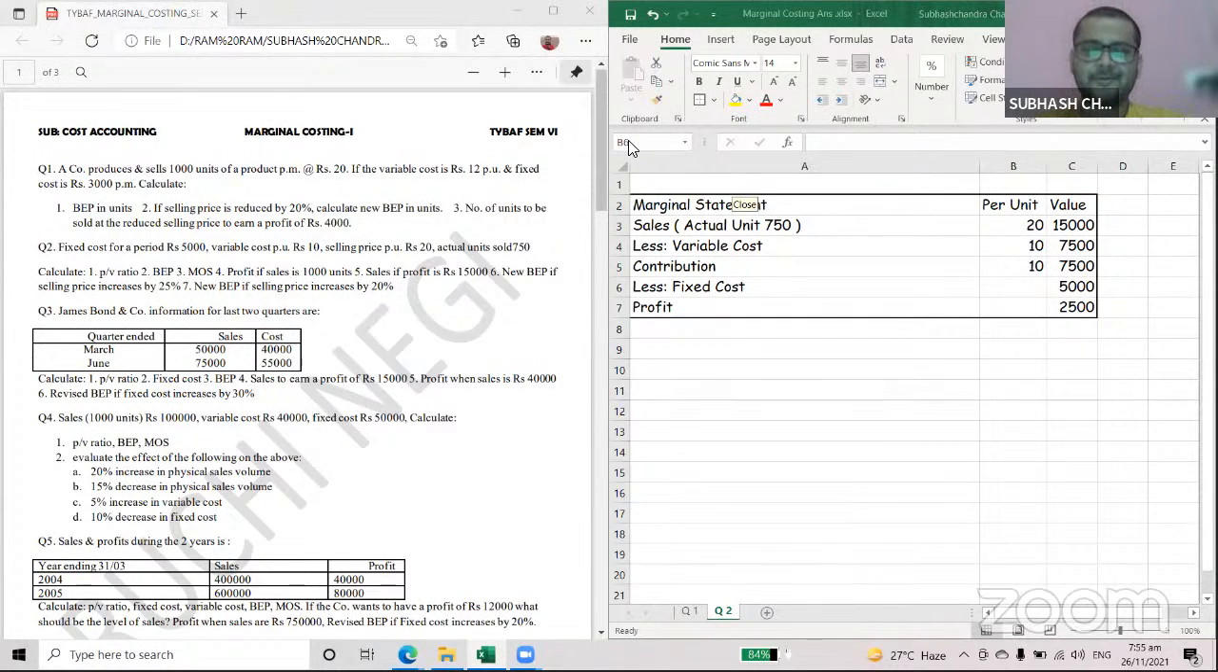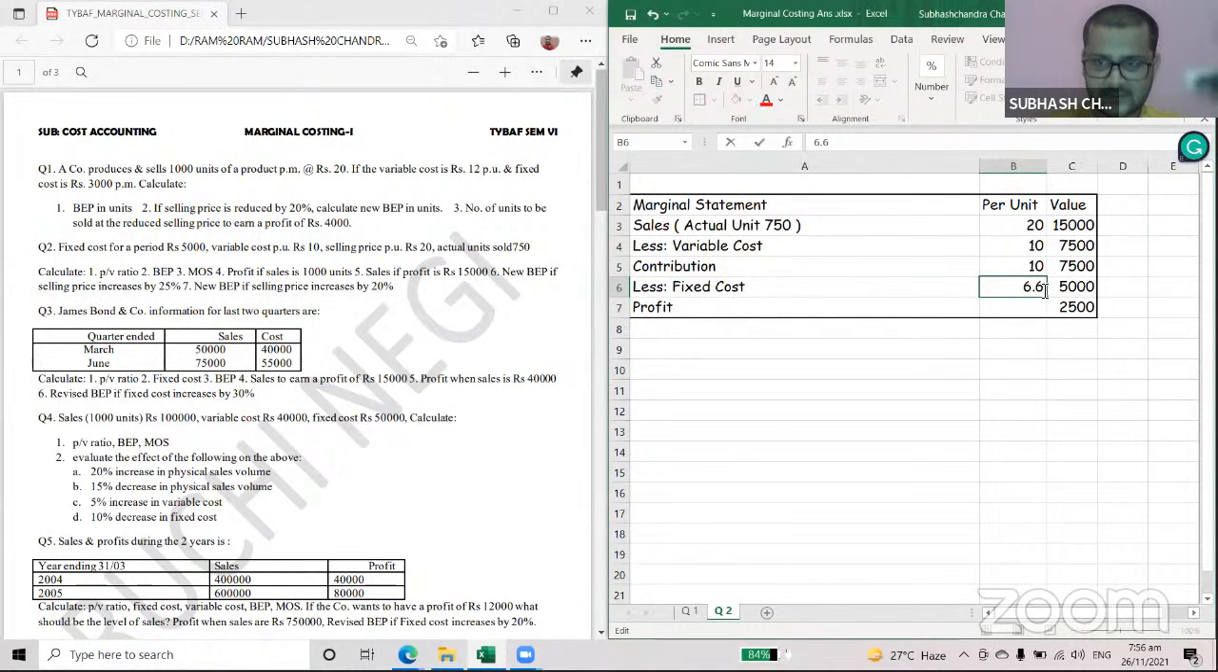1, 2, 0. Yes, very important. 7 something. Okay, let's check. Around 6.66. So we'll write 6.66 because the number of units is there, or you can write 6.67 to round it off. 6.67.